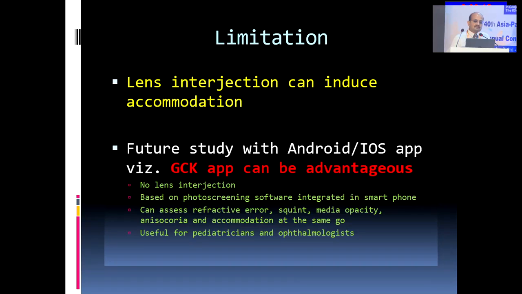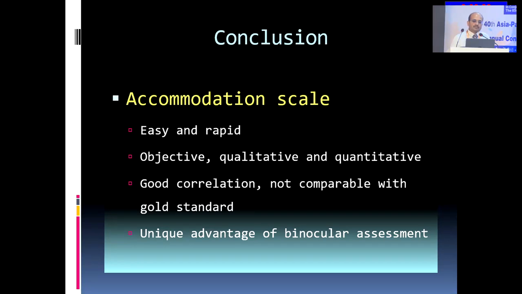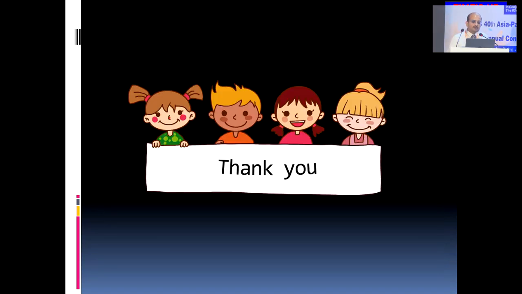The only limitation I find with this particular method is that it is still derived from the lens interjection method, and using an app based evaluation like the GCK app could make it easier. So in conclusion, the accommodation scale is a new armamentarium available in measurement of accommodation for children, and it's a quantitative and qualitative assessment technique for binocular assessment of accommodation in children. Thank you very much for your attention.